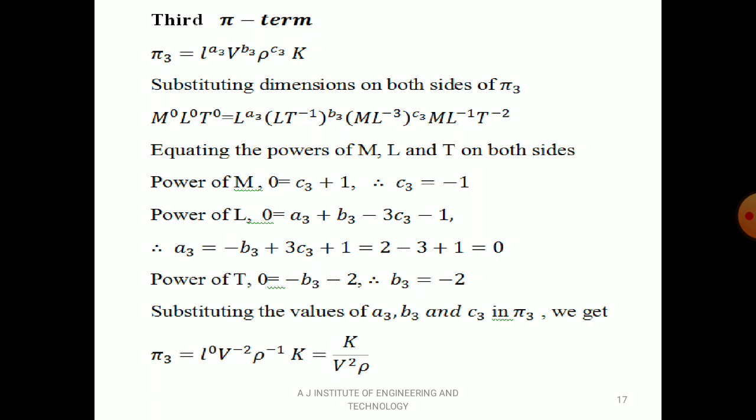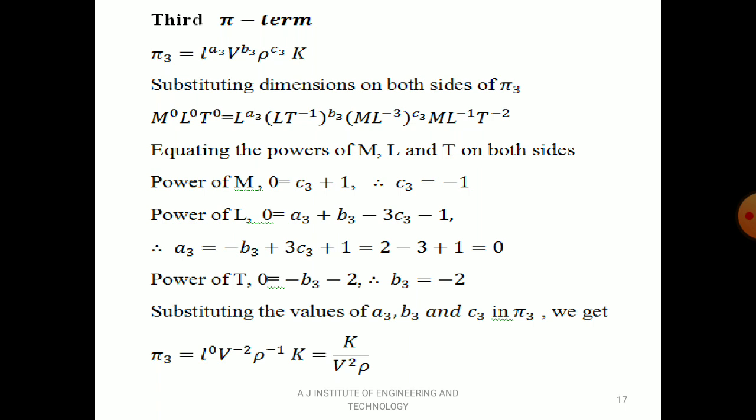Now we have values of c3 and b3, and we can substitute them in the second expression to get the value for a3. So a3 equals minus b3 plus 3c3 plus 1. b3 value is minus 2, so minus into minus 2 becomes plus 2. Next, plus 3c3. c3 value is minus 1, so 3 into minus 1 becomes minus 3, plus 1, equal to 0. So the a3 value we got is 0.